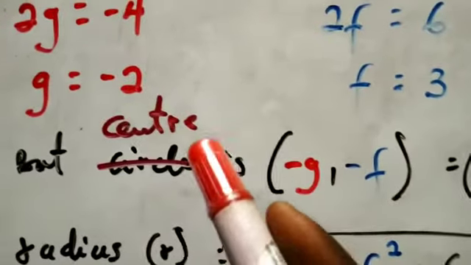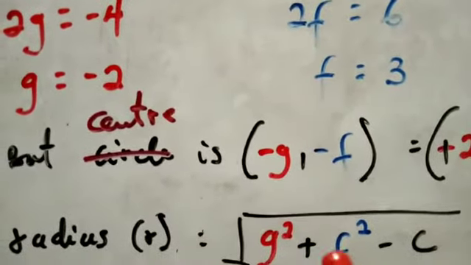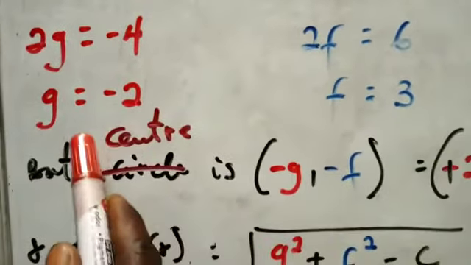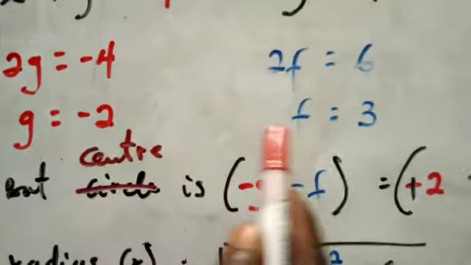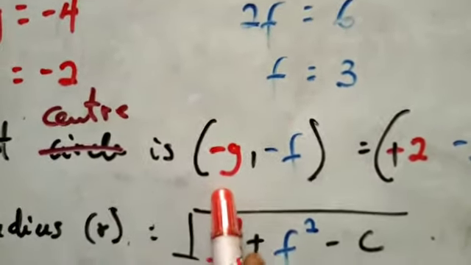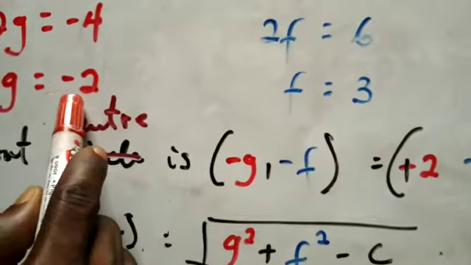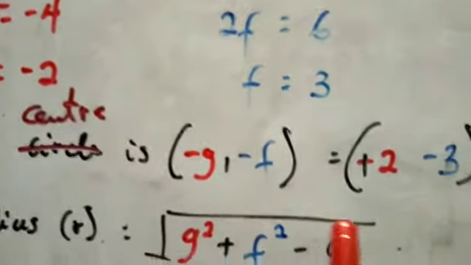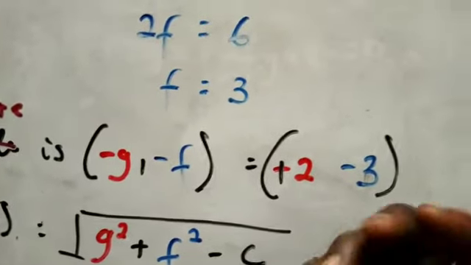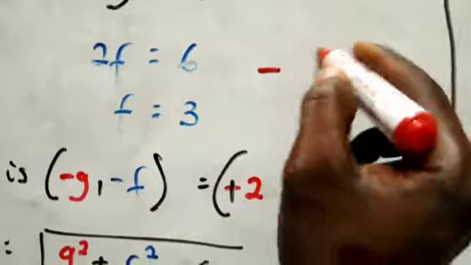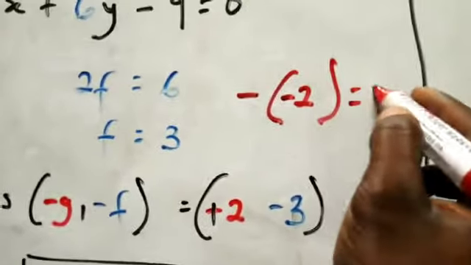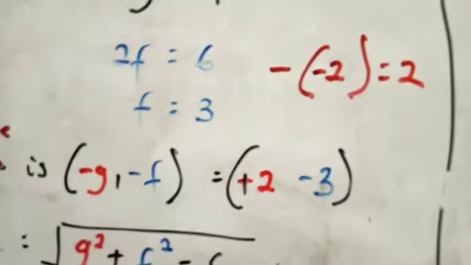So you need to find your g and f first before you can continue looking for the center of the circle. When you calculated for g and f, we had g to be minus 2, and then f to be positive 3. So what we know is that the center is minus g, but our g here is negative 2. So minus g becomes a positive over here. So minus g, comma, what is the g? g is minus 2. Can you see that? So this one becomes a positive 2. That's what I'm having here.